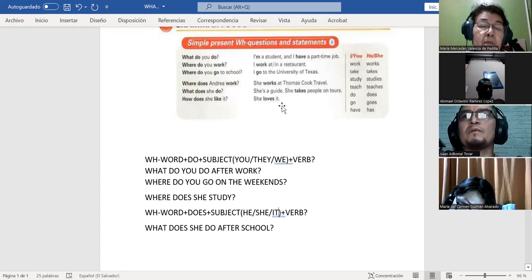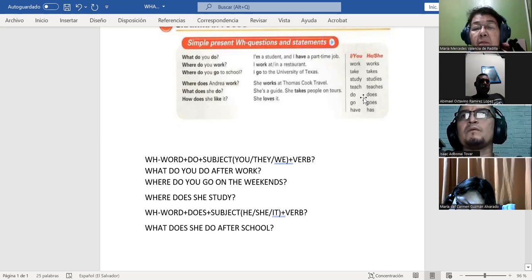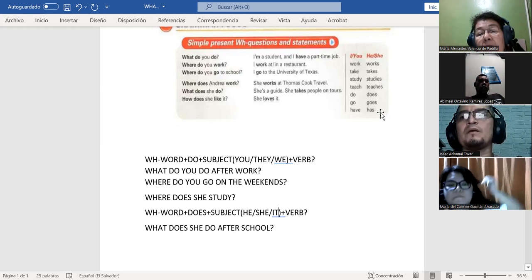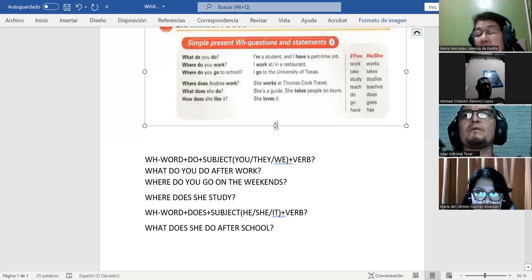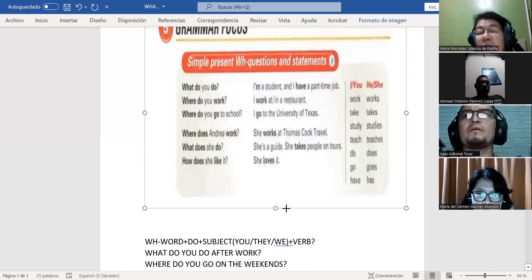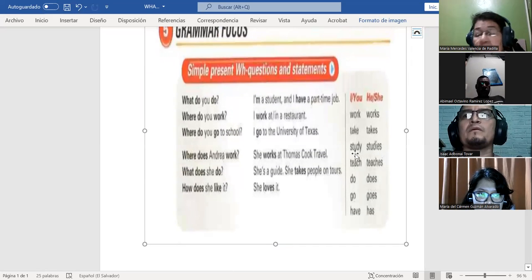When I use he or she, what happens to the verb? We add S or ES. And we have irregular verbs like do, does, go, goes, have, has. Questions? Can you repeat that again, please?